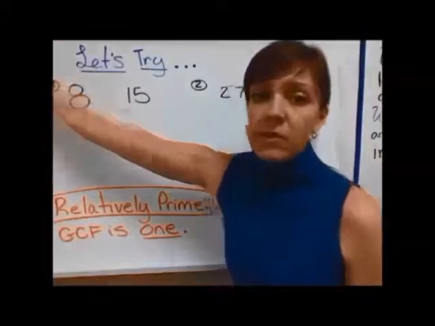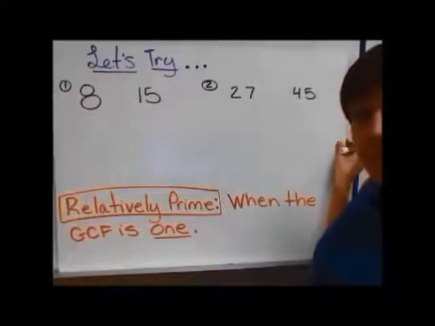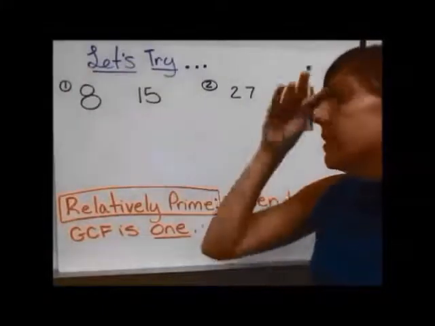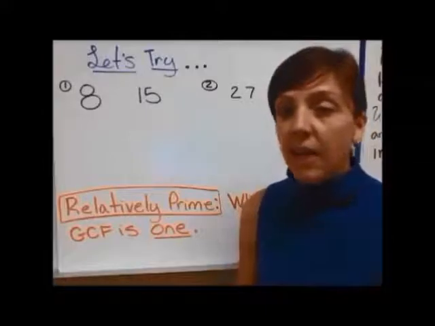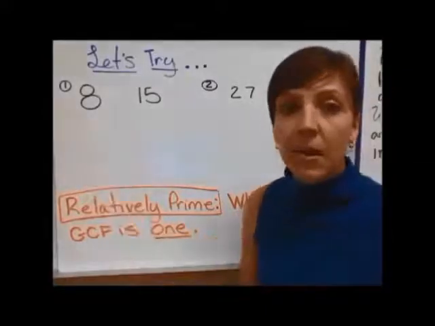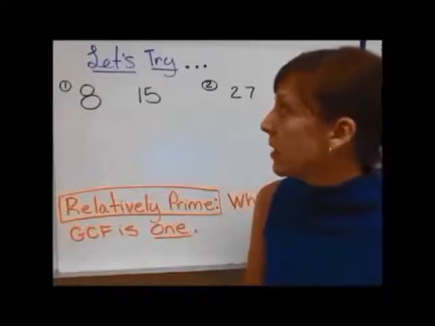Okay, let's try factoring some numbers. Let's take a look at 8 and 15, okay? And let's factor 8 and 15 out. Let's break them down into prime numbers, and then let's find the greatest common factor of those two numbers, okay?